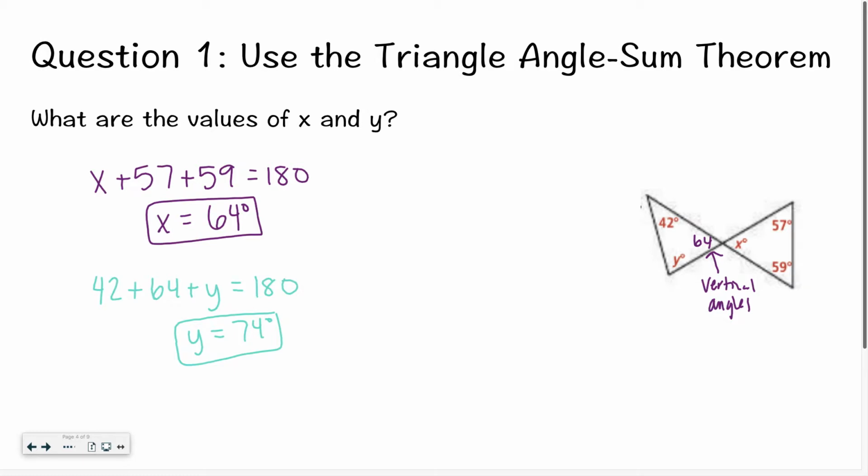Hopefully you ended up with x equals 64 by using the triangle angle sum theorem, and then you could use the fact that x is a vertical angle with the missing angle in the other triangle in order to solve for y, and you ended up with y equals 74 degrees. If you have questions about that, please be sure to reach out for some help.